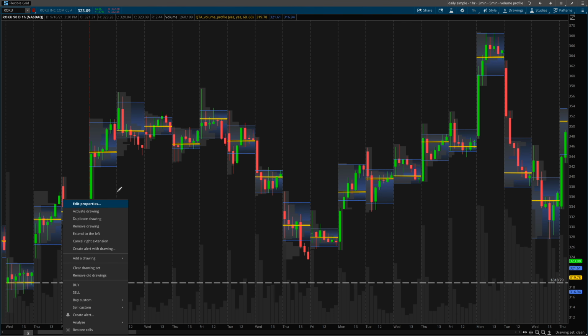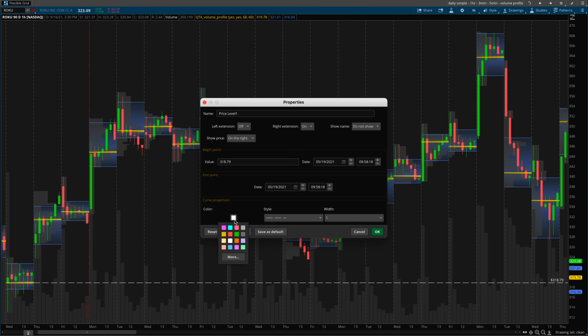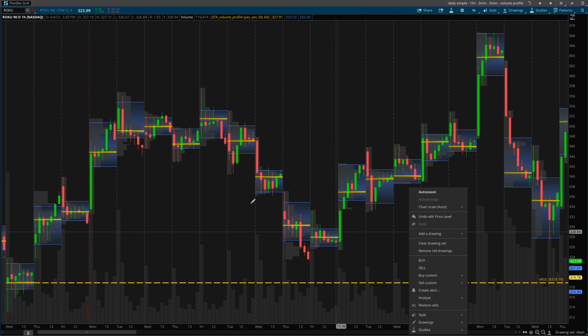Going to do the same thing. Let's just change it to be the golden color so we know it's our point of control. We're going to call it VPOC for virgin point of control. It's no longer a virgin point of control, because you guys can already see what happened on the right-hand side right before I zoomed in, but there's our VPOC.